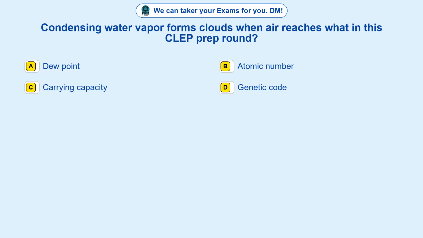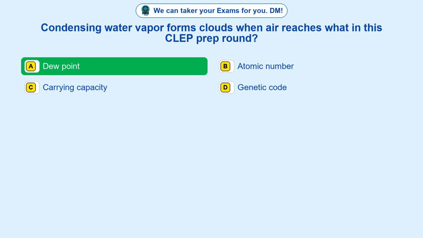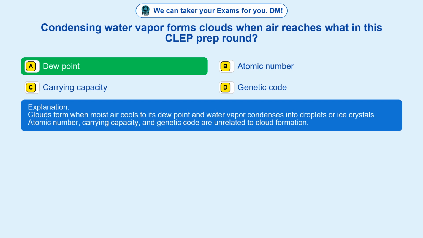Question 99. Condensing water vapor forms clouds when air reaches what in the CLEP prep round? Option A, dew point. Option B, atomic number. Option C, carrying capacity. Option D, genetic code. The correct answer is option A. Dew point. Clouds form when moist air cools to its dew point and water vapor condenses into droplets or ice crystals. Atomic number, carrying capacity, and genetic code are unrelated to cloud formation.